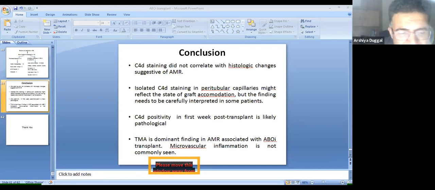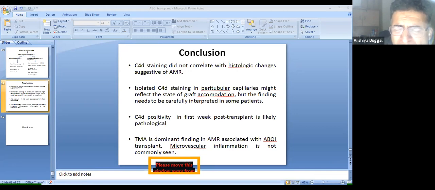We were doing some protocol biopsies, but everything was fine in those biopsies, so we stopped doing that. But I think we don't know if early TMA can be picked up on these protocol biopsies. We are not sure about that. So nobody has done protocol biopsies in an ABO-compatible setting.